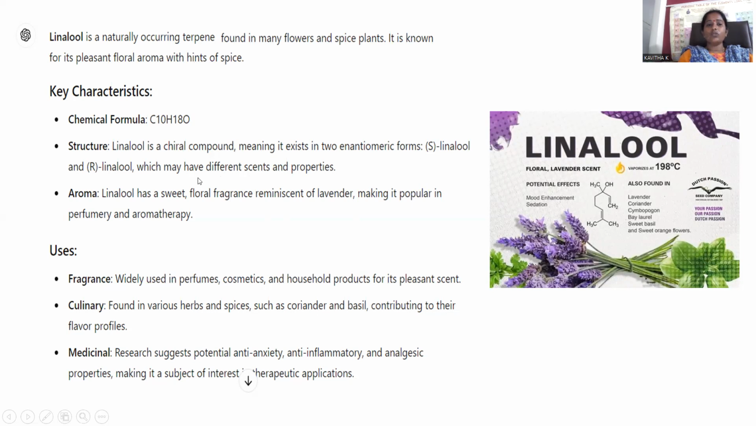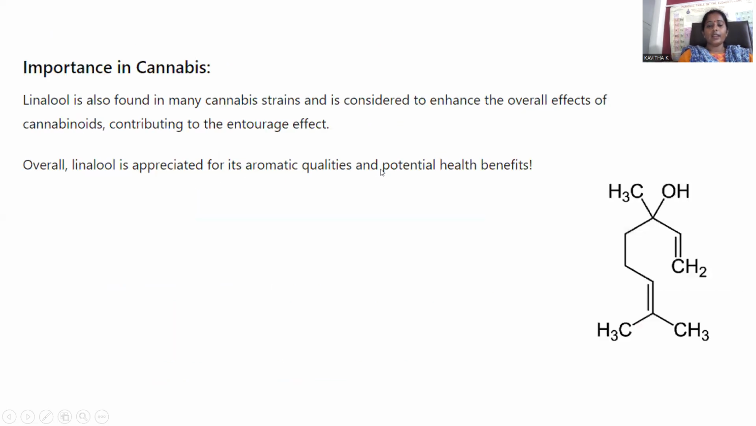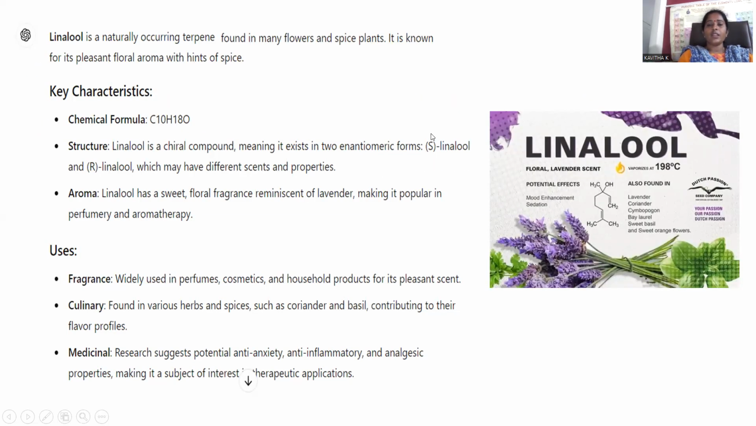So S-linalool will be there. So enantiomers are said to be what? S, R configuration will be there. S configuration will be there. S-linalool existed and R-linalool also existed. Okay, so both are available, which are present in the linalool, and different scents and properties are available for them.